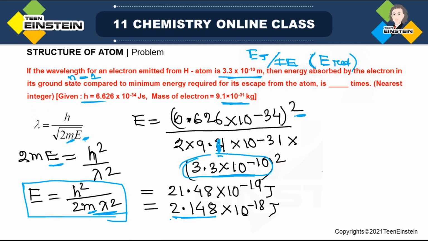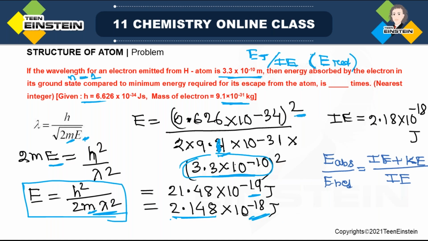It may slightly vary because it is actually 9.1. By mistake I have written 9.31. So it is 2.148. I have changed this power of 10. And why I have changed this? Because I just want to keep it same as that of ionization energy. And we know that ionization energy is 2.18 into 10 to the power minus 18.